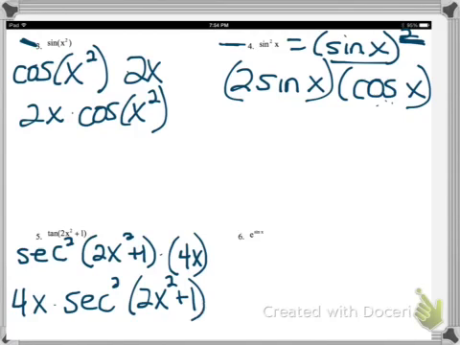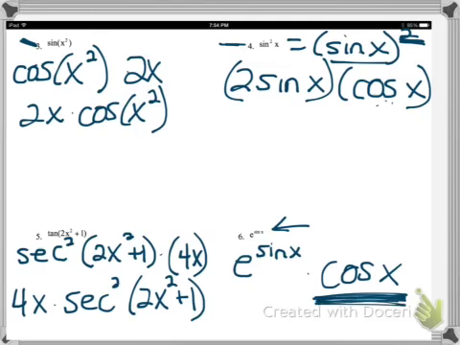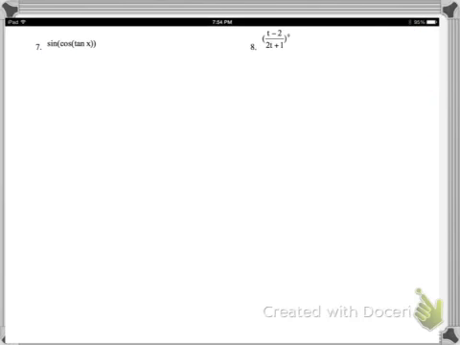Next one, I'm just doing a lot of examples here, okay? The outside function in this problem would be e, and the inside would be sine of x. So first I would do the derivative of e to the x, which is e to the x. So the derivative of e to the sine would be e to the sine, times the derivative of sine, which is cosine. The derivative of e to the anything is e to the anything, and then times the derivative of whatever your power is.